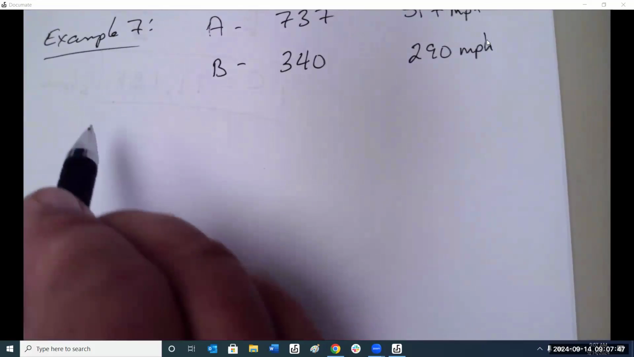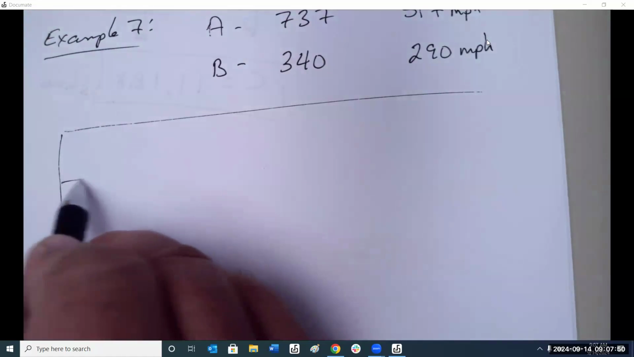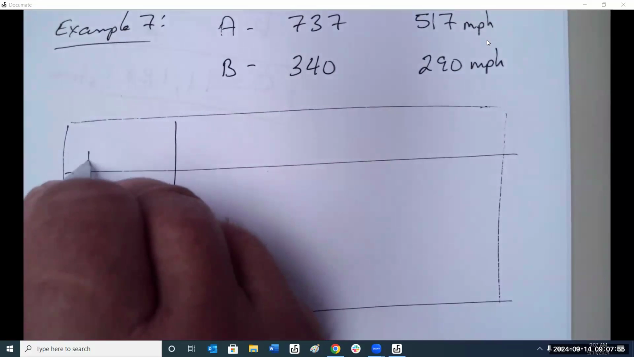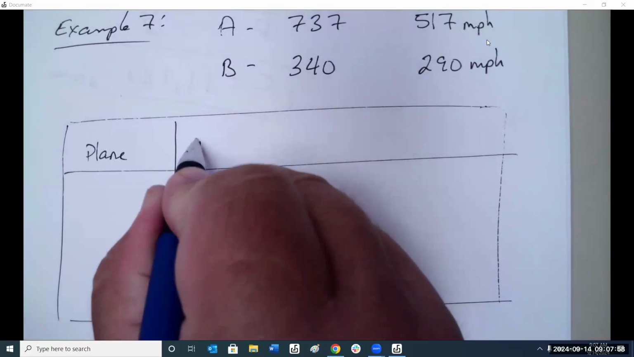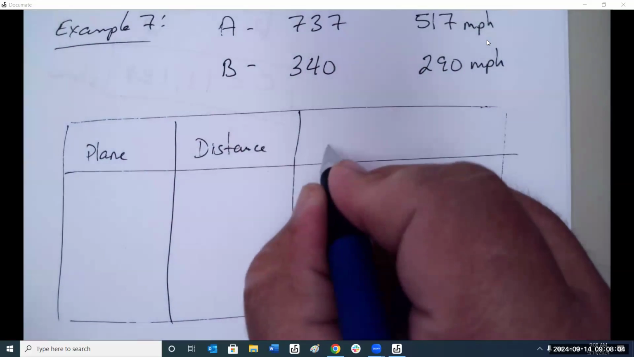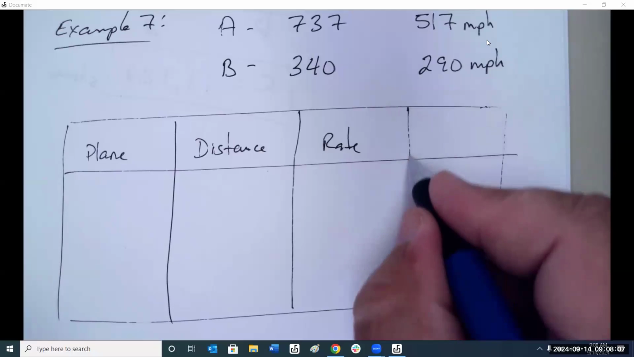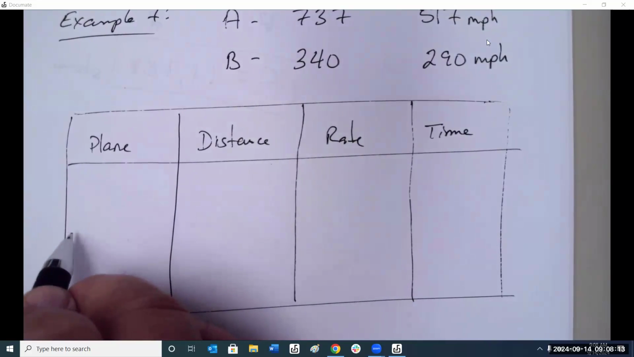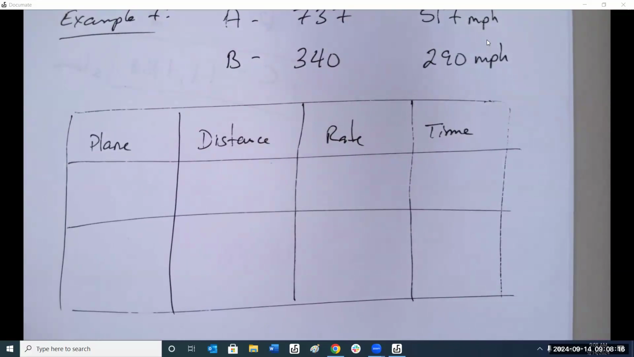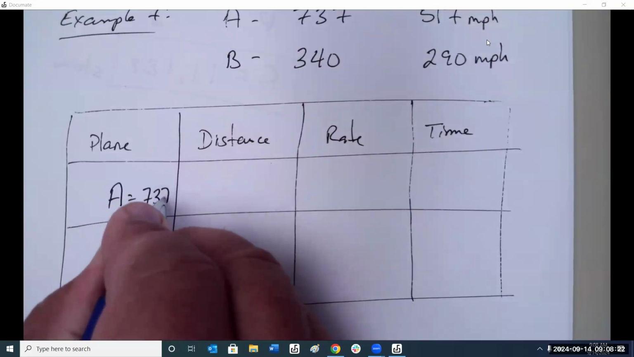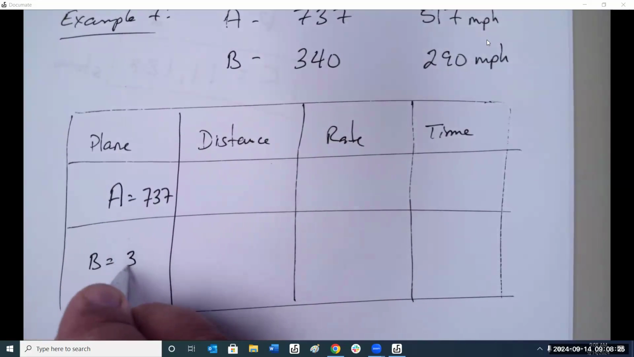Whenever you deal with these type of problems, you can create charts. You have the plane. You have the distance it travels. You have the rate that it travels. And the duration of that rate travel. So we have plane A, which is the 737, and then plane B, which is the Saab 340.